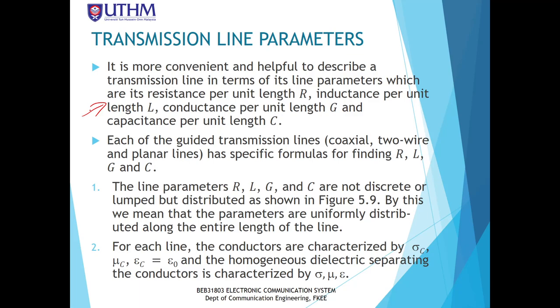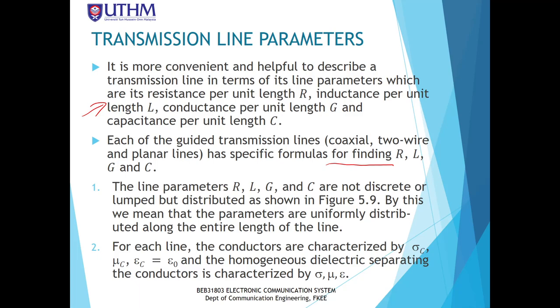Okay, so each of the guided transmission lines, for example, coaxial, two-wire, and planar lines, has a specific formula for finding the R, L, G, and C. So a long cable consists of repeatable sections of R, L, G, and C. Okay, untuk transmission line yang panjang, dia terdiri daripada beberapa parameter R, L, G, and C yang disusun secara berulang-ulang. Okay, we're going to see about that in the next slides.